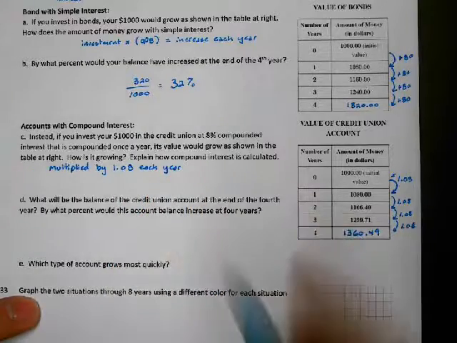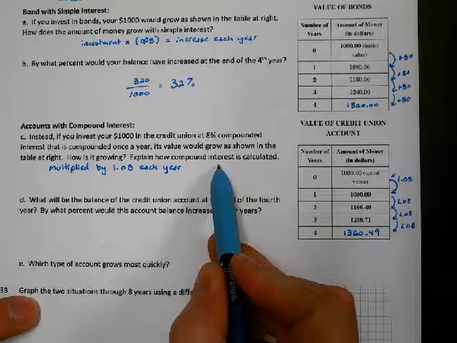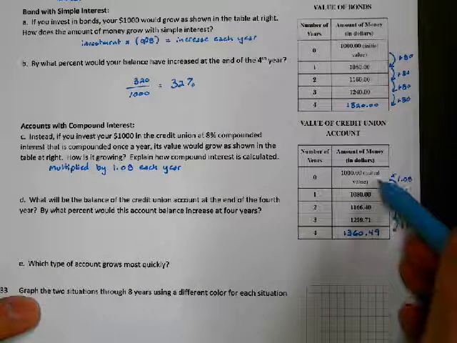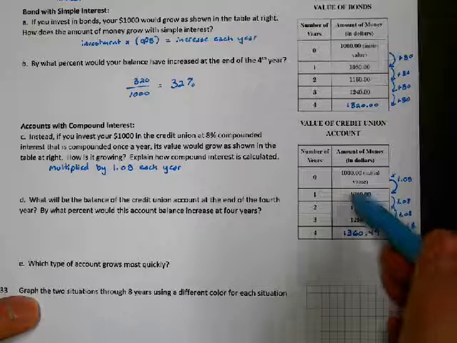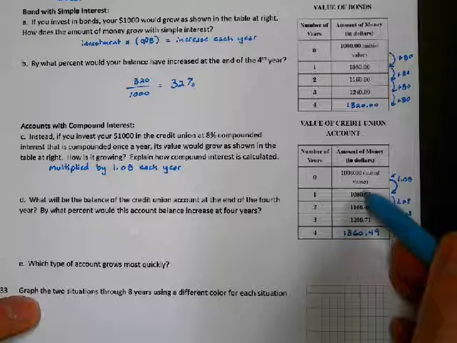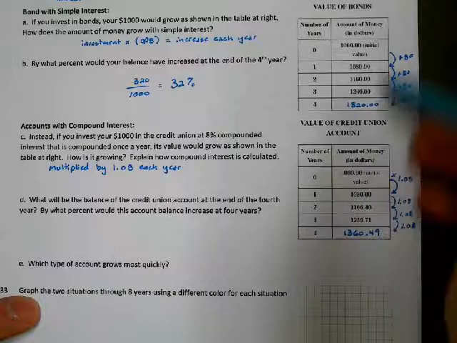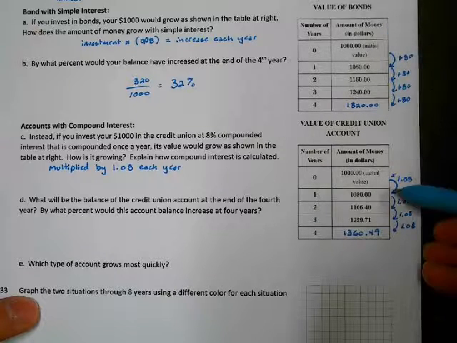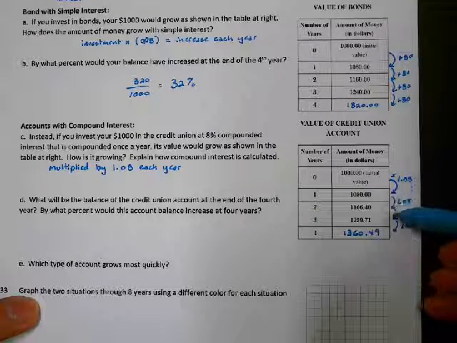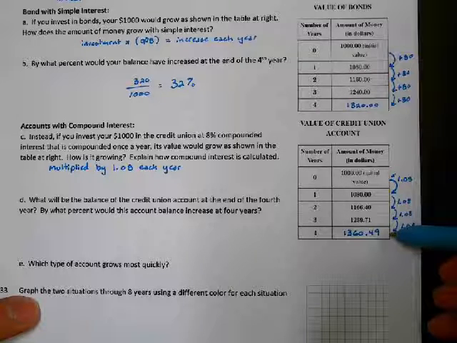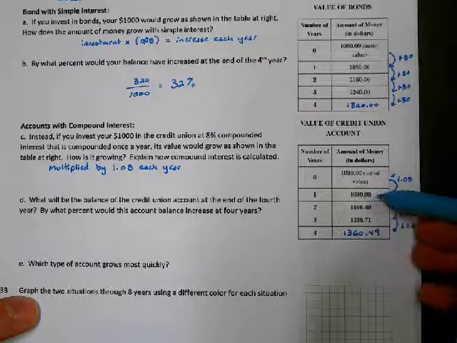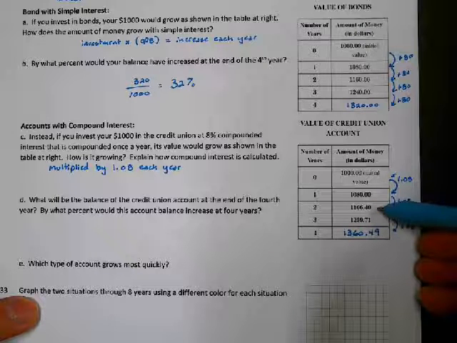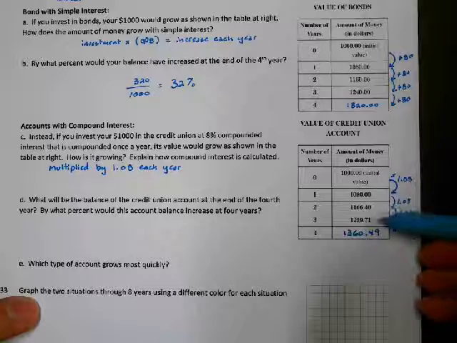So how is the interest compounded? The interest is totaled based on your total amount of money and not your initial value. This one, the 8% is always based off of the initial value. Over here, the interest is based off the previous value. So I took 1080 and multiplied by 1.08. So I'm getting interest on top of interest. So that's what the difference really is.